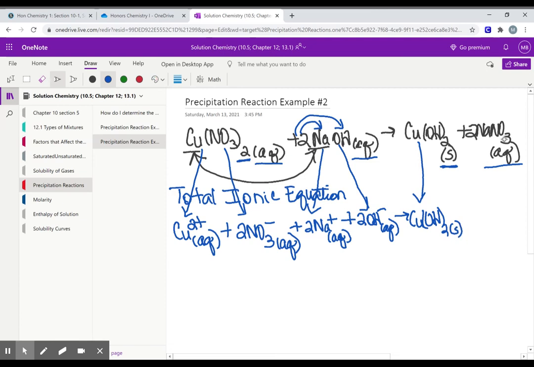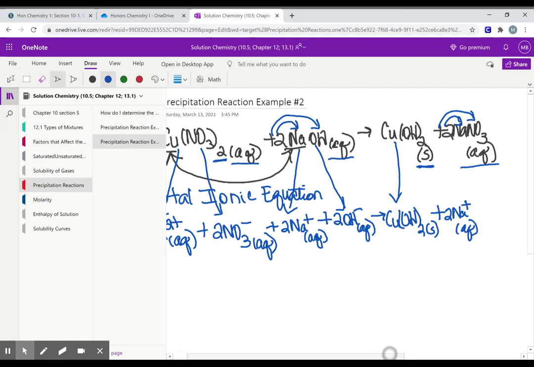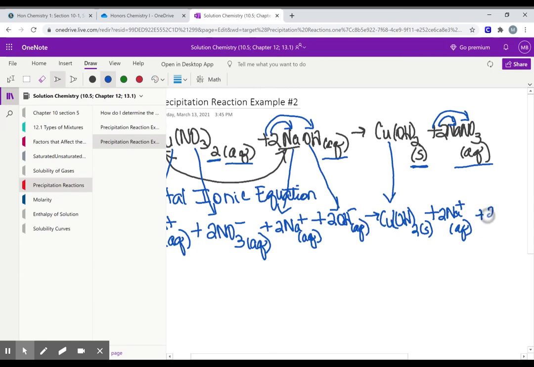And this other product is always going to be aqueous, so we're going to break this apart into its ions. Again, we want to remember that coefficients belong to both ions in the equation. So I have 2 sodium ions, and we're going to have 2 nitrate ions. All right, that is the correct answer for that step of the equation.